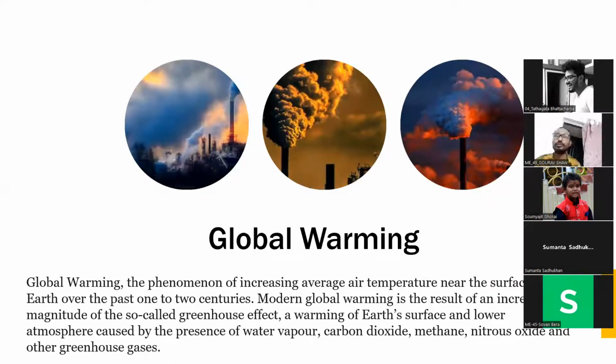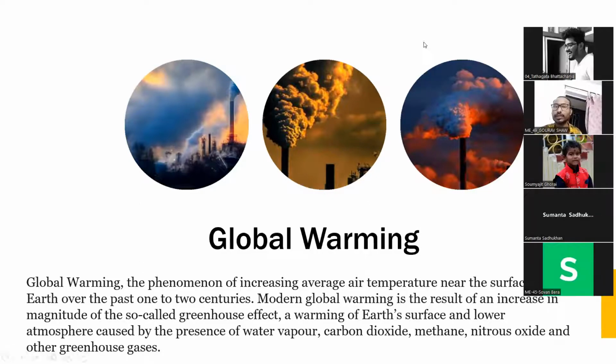Now, global warming. Global warming is the phenomenon of increasing average air temperature near the surface of Earth over the past one to two centuries. Modern global warming is a result of an increase in magnitude of the so-called greenhouse effect, a warming of Earth's surface and lower atmosphere caused by the presence of water vapor, carbon dioxide, methane, nitrous oxide, and other greenhouse gases.